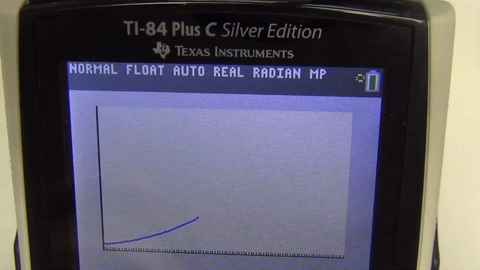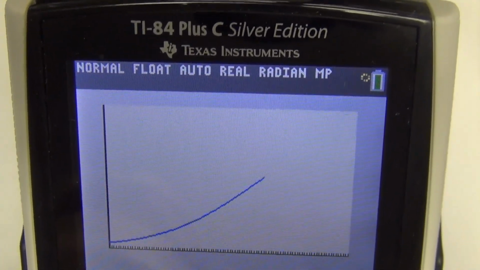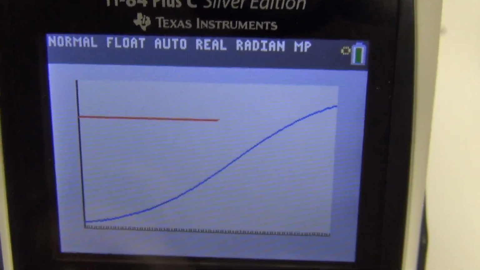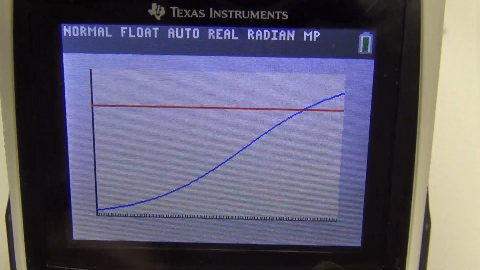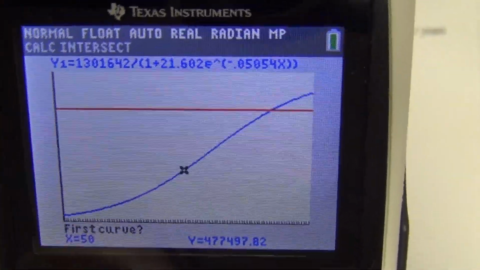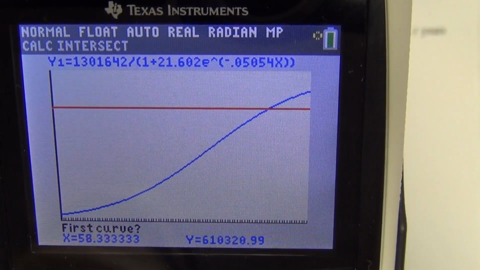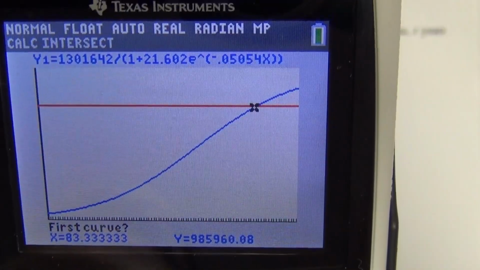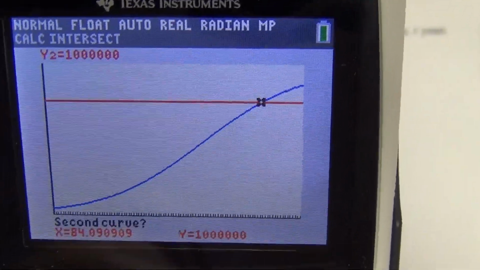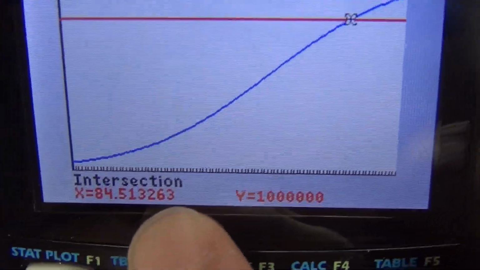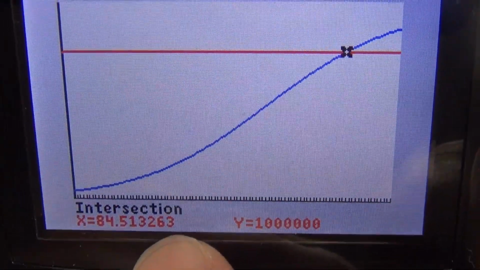So first we've got our logistic growth function. Here we can see now it's starting to level off. Are we going to get an intersection point? And we did. So I'm going to calculate that intersection point, number 5. Get as close as I can. And the intersection point happens at x equals 84.5. We'll just go with that, 84.5.